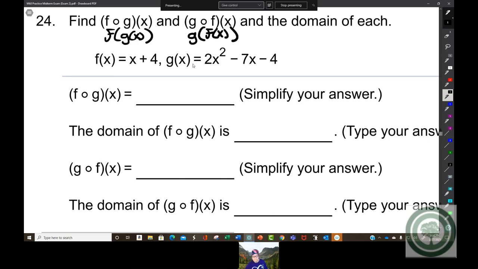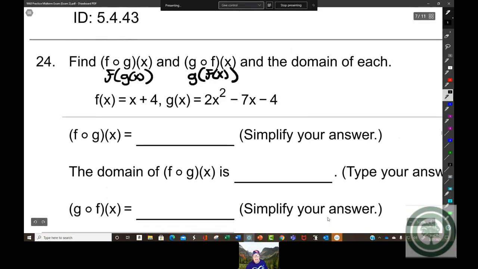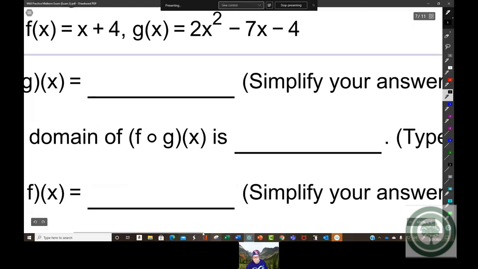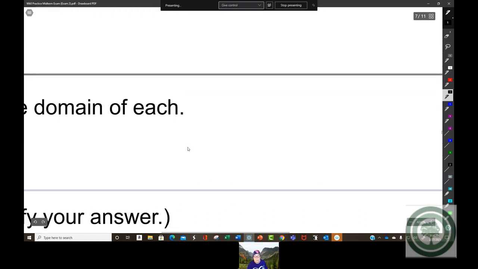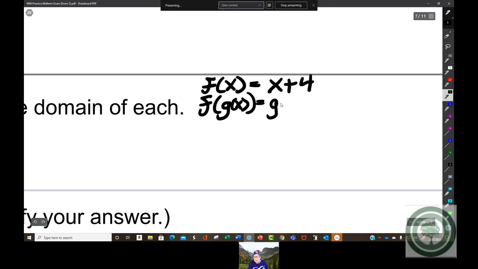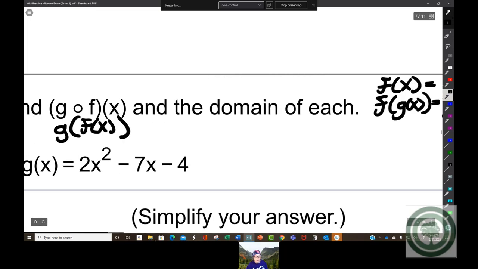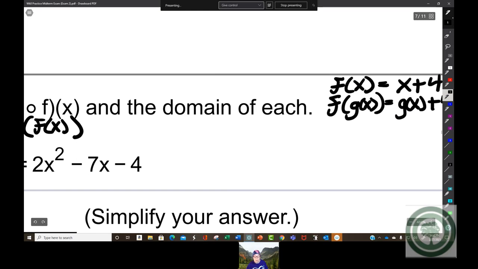Okay, now that we've settled that, let's see. Now, f of x is x plus 4. So f of g of x is going to equal g of x plus 4. So all I have to do is look and see what g of x is. g of x is 2x squared minus 7x minus 4.